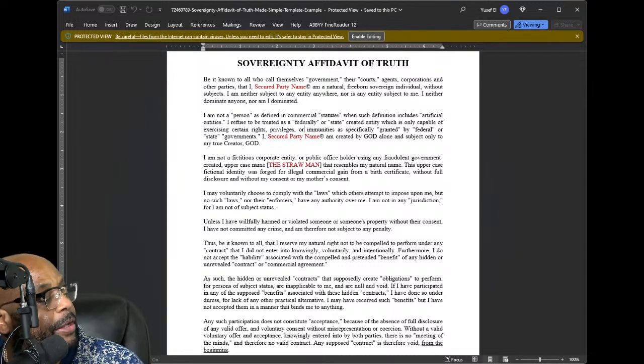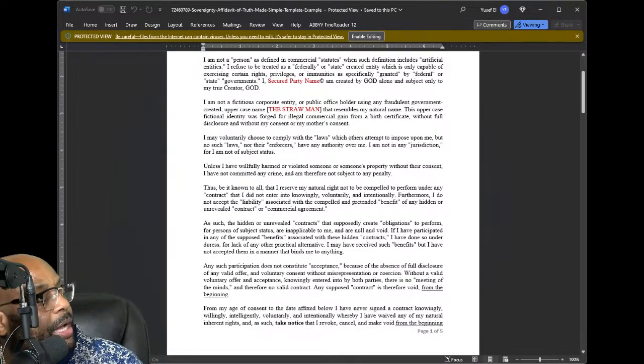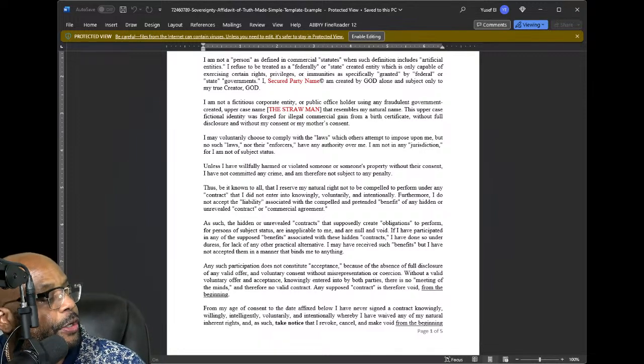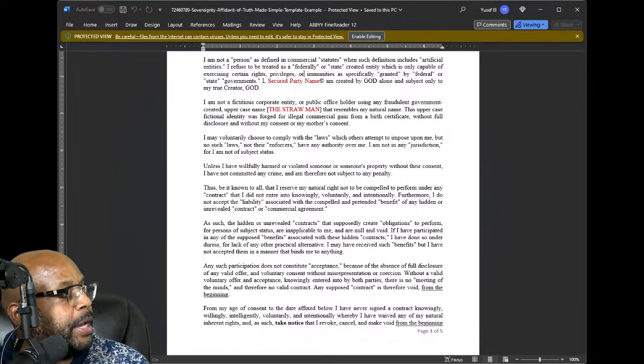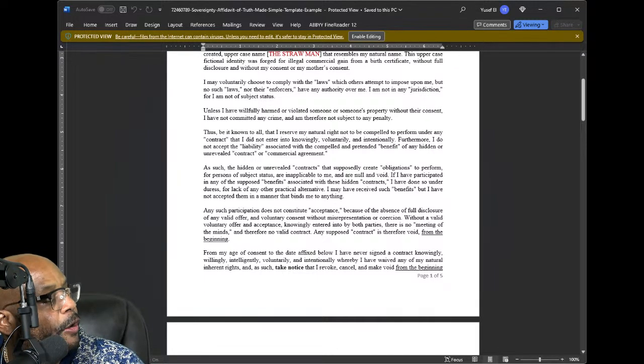Furthermore, I do not accept the liability associated with the compelled and pretended benefit of any hidden or unrevealed contract or commercial agreement. As such, the hidden or unrevealed contracts that supposedly create obligations to perform for persons of subject status are inapplicable to me and are null and void. If I participated in any of the supposed benefits associated with these hidden contracts, I've done so under duress for lack of any other practical alternative. I may have received such benefits, but I have not accepted them in a manner that binds me to anything. Any such participation does not constitute acceptance because of the absence of full disclosure of any valid offer and voluntary consent without misrepresentation or coercion.